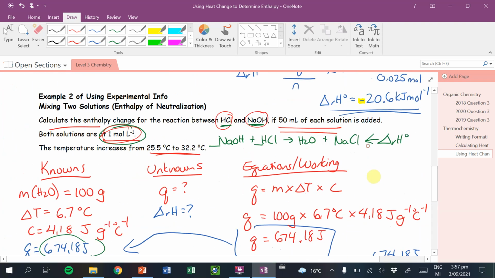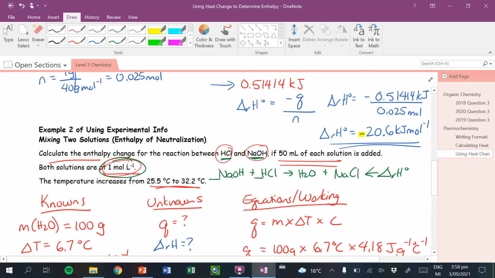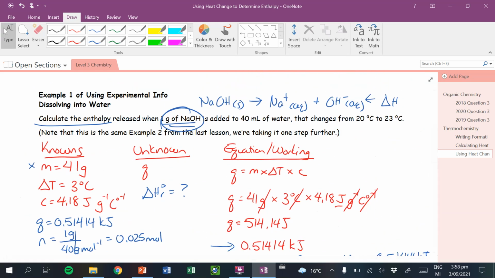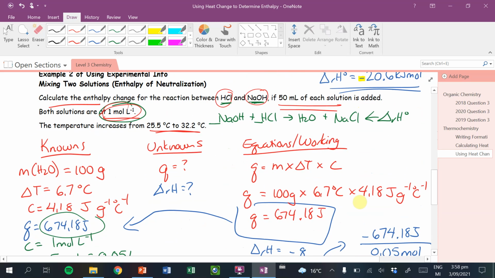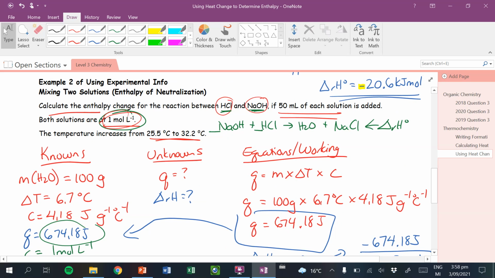So just keep in mind when you're reading how you're pulling the information. In this first example here, we were looking at dissolving something into water. And when we dissolve something into water, we're looking at the grams of what you've dissolved for your moles in that second equation. For this one here, we're mixing two solutions together. So I'm looking at the concentrations of the solutions and the amount of the solution I have added. I'm looking to see which one is the limiting factor, and that's what I'm using for these calculations.